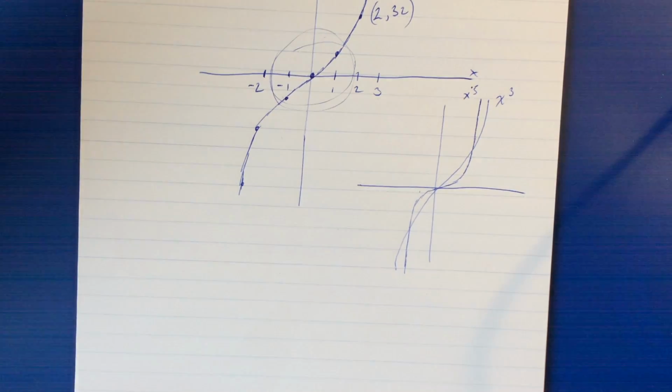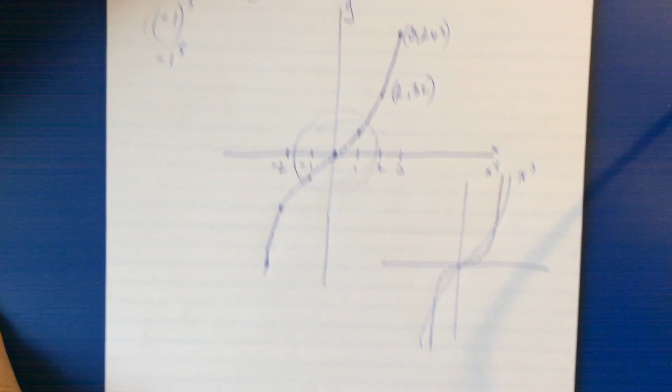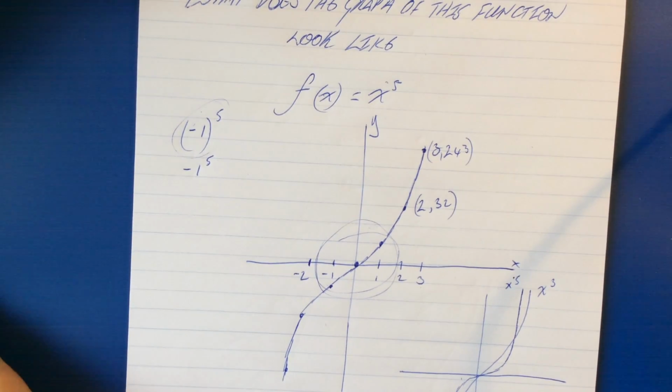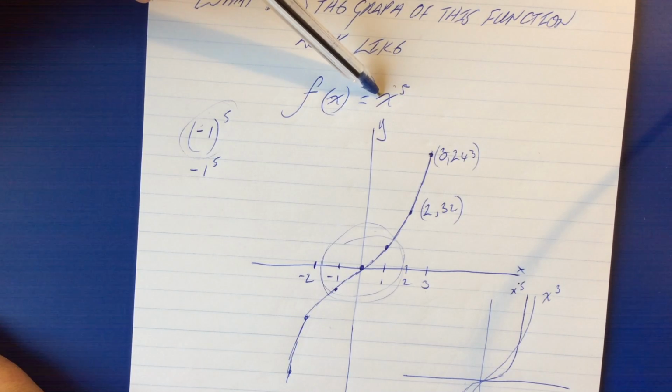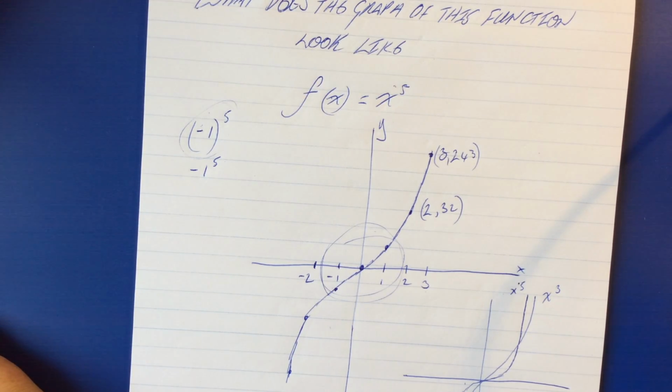Anyway, I hope that you found this useful. What's the simple way of dealing with this? Just substituting in some numbers and seeing what you get. Joining the dots. Couldn't be simpler.